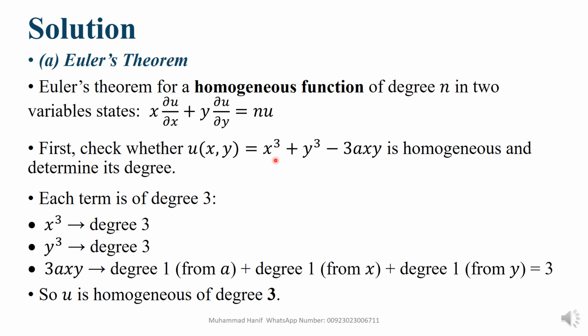You can see here x cubed: first you write x cubed, degree is 3. And second is y cubed, degree is 3. 3axy: degree from a is 1, plus degree from x is 1, plus degree 1 from y. You can see here 1 plus 1 plus 1 equals 3. So u is homogeneous of degree 3.